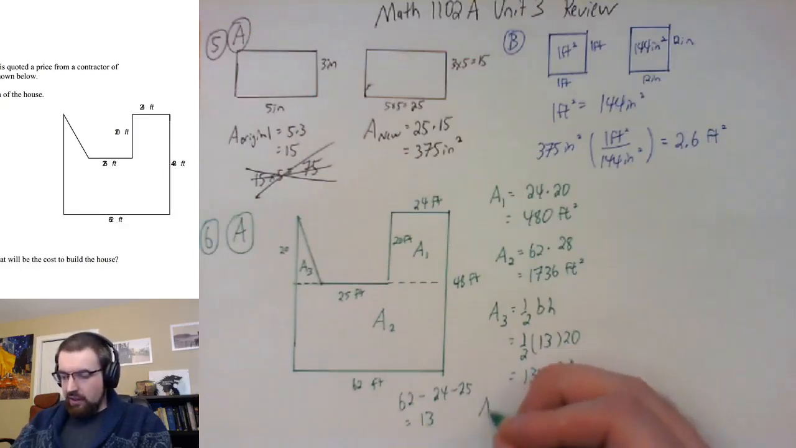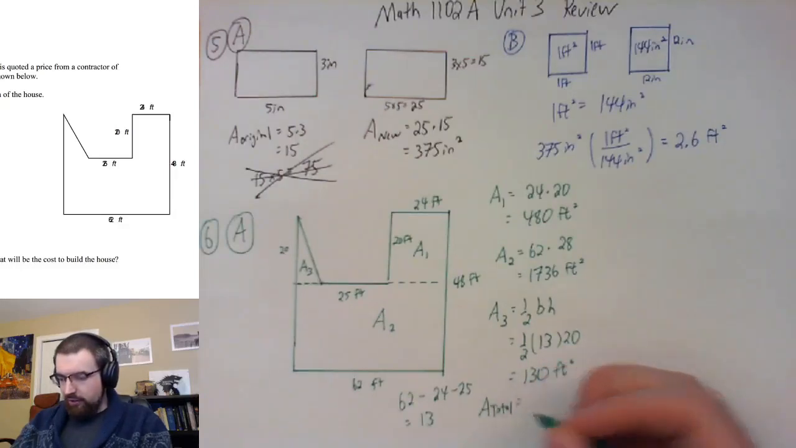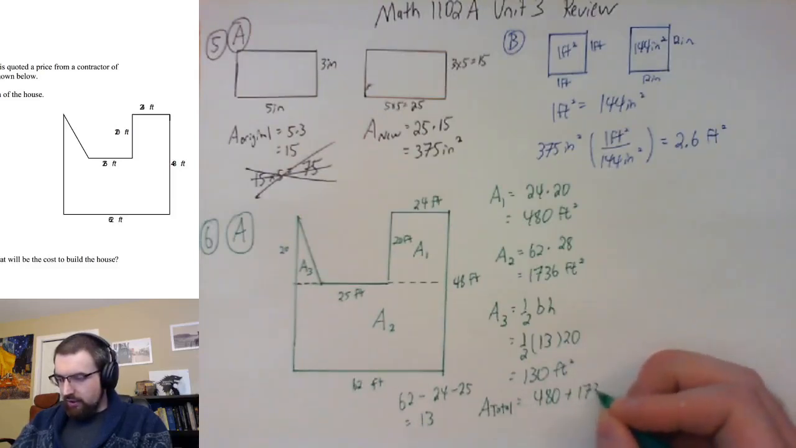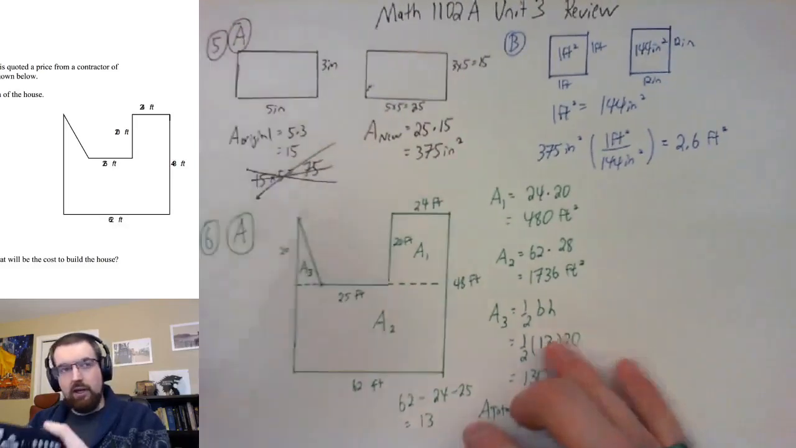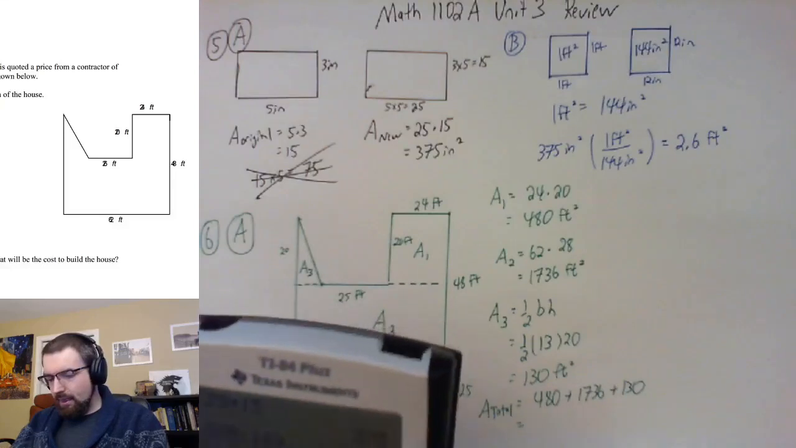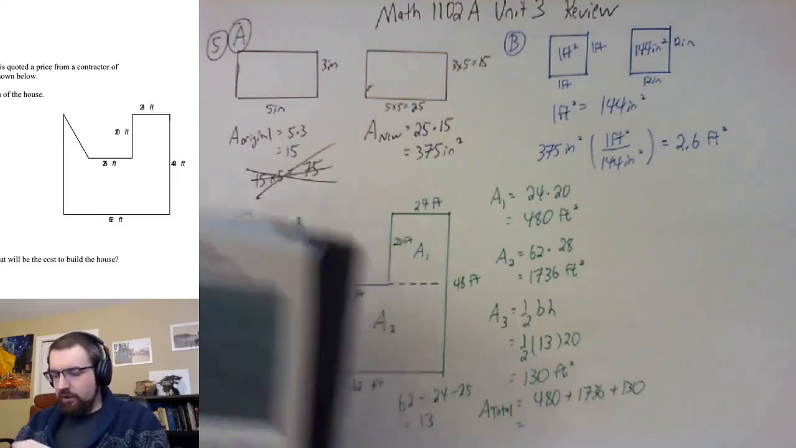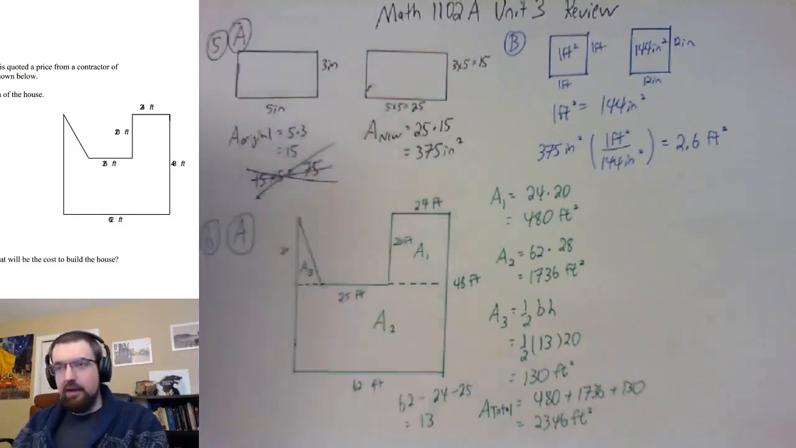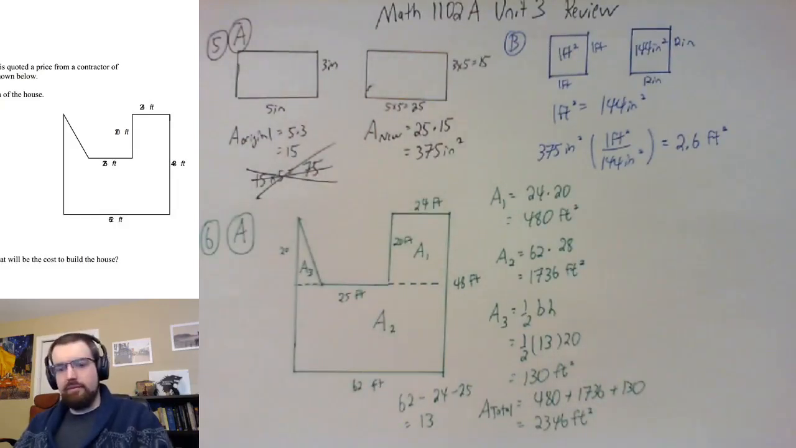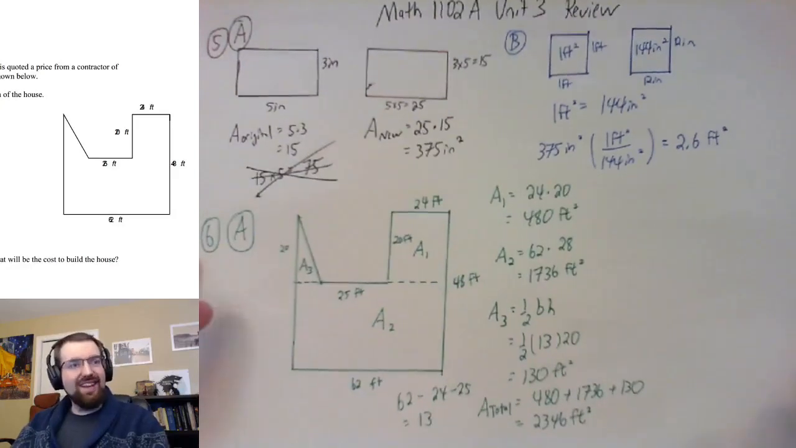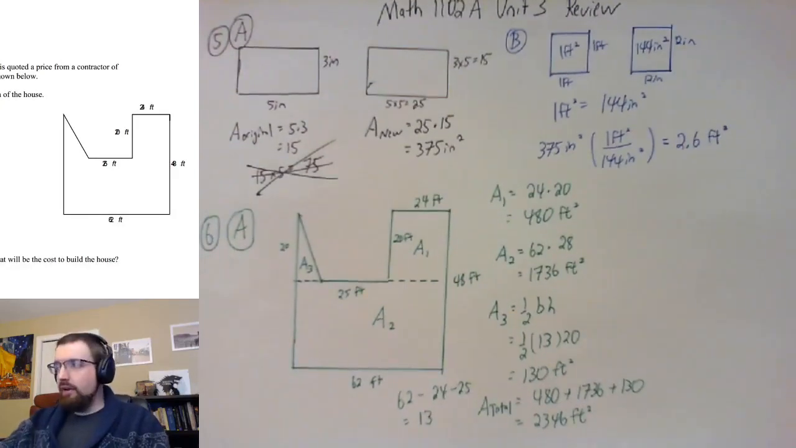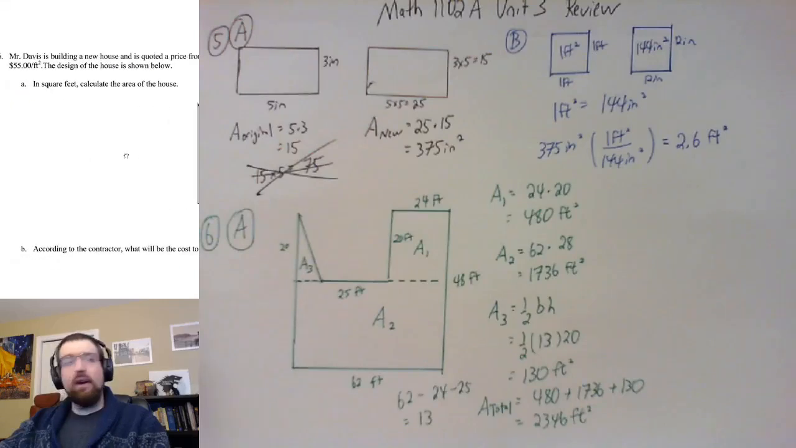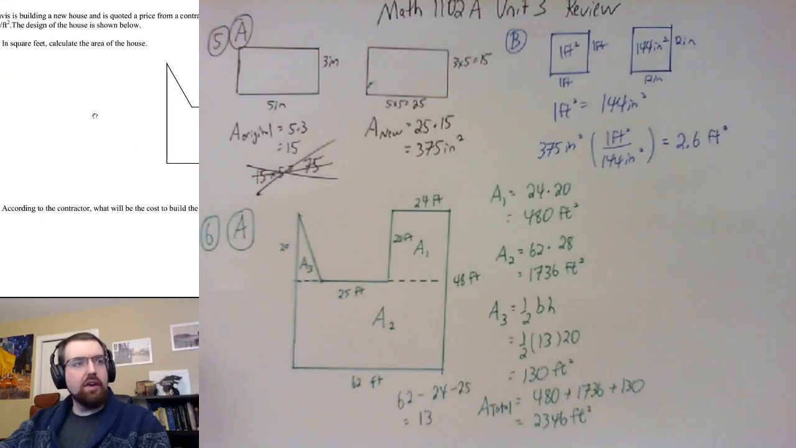So then the area total is just going to be the three of those added together, 480 plus 1736 plus 130. And that is going to be 2346. 2346 square feet. There we go. So that is 6A for us. 2346 square feet. That is the area. Area meaning how much space it takes up.